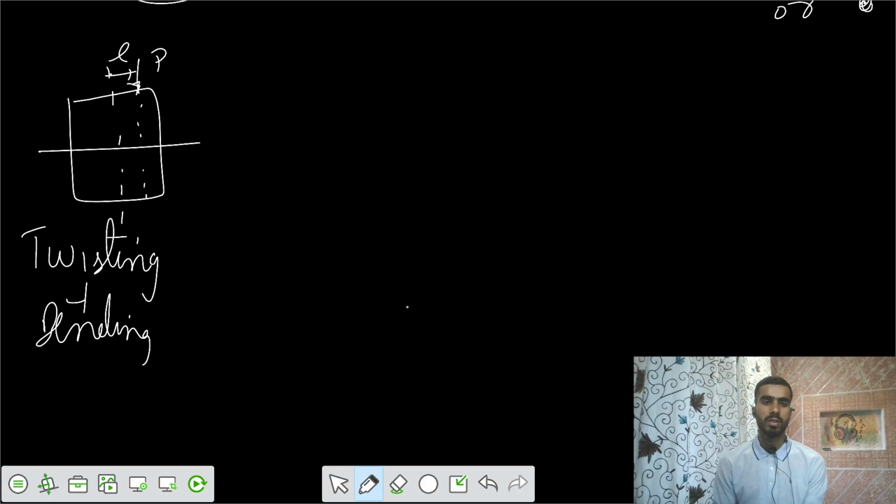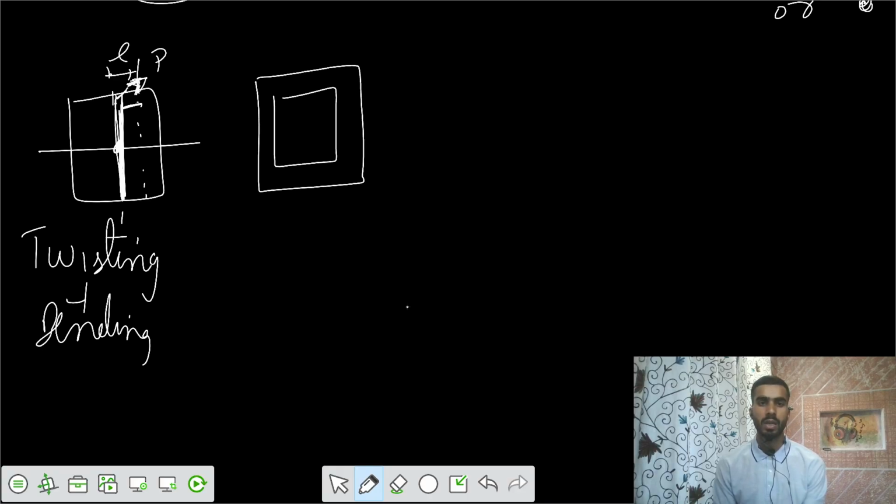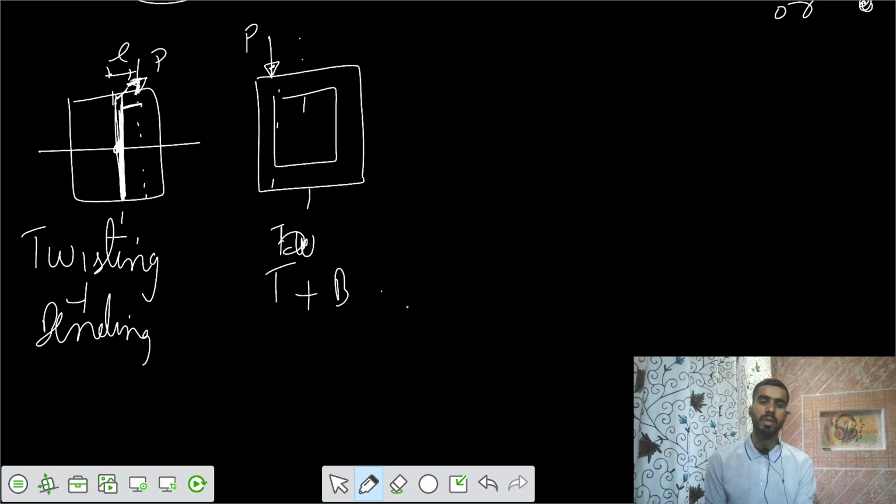So the load is not passing through the center of gravity, or we can say the load is not passing through the principal plane, principal axis, line of symmetry, plane of symmetry, or axis of symmetry. Load is not passing through that, so we say there is twisting. Similarly, you have a box section, load passes at some eccentricity e. There would be twisting plus bending.